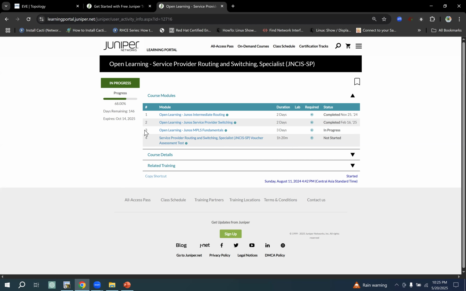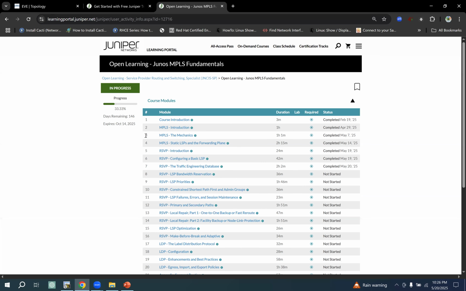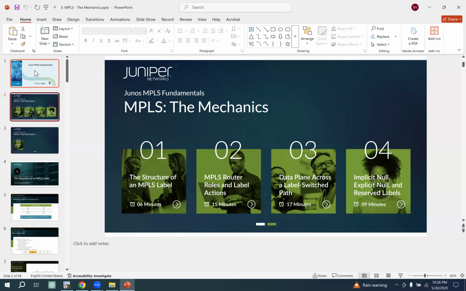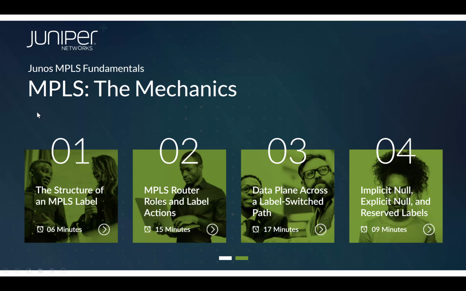Okay, so our module is Junos MPLS fundamentals. Today we discuss module 3, MPLS the mechanics. Okay, so let's start today's topic, MPLS fundamentals.